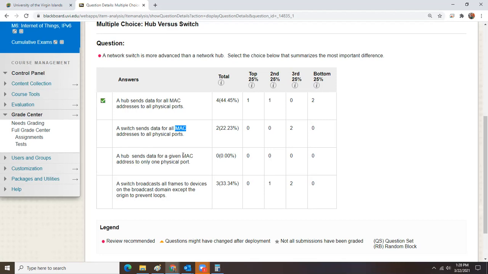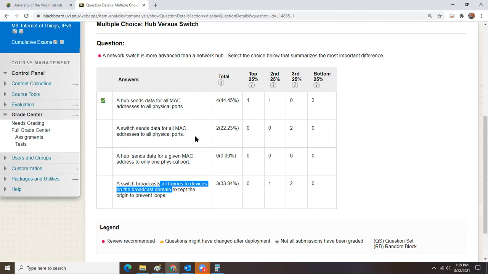A hub sends data for a given MAC address to only one physical port. That is the definition of a switch instead. So that statement is incorrect because it identified hub instead of switch. A switch broadcasts all frames to all devices on the broadcast domain except the origin to prevent loops. Now, that's a bogus answer, and I added that except for the origin to prevent loops just because as you think about it, you're thinking, yeah, that makes sense. But it's an incorrect statement. The first part of this is the part that's incorrect. All frames to devices on the broadcast domain. That is almost the same as this other statement about the switch sending to all.